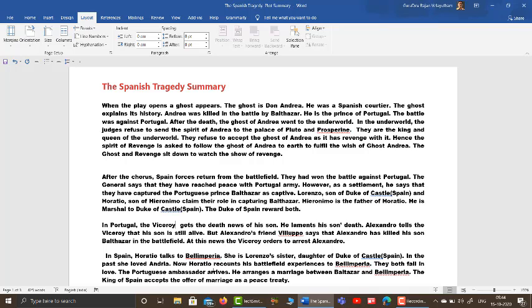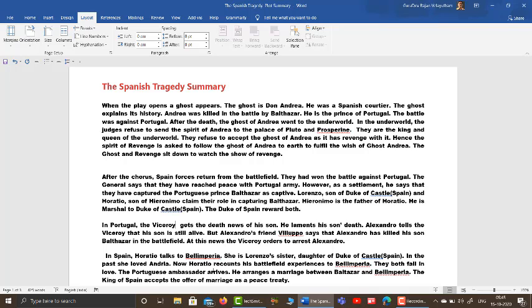When Villupu says that his son was killed by Alexander on the battlefield, the Viceroy immediately orders the arrest of Alexander, and he rewards Villupu. So Alexander is arrested and put in jail, and Villupu is rewarded immediately.